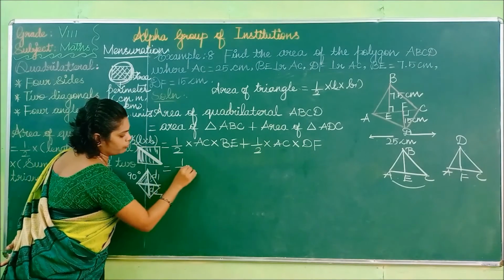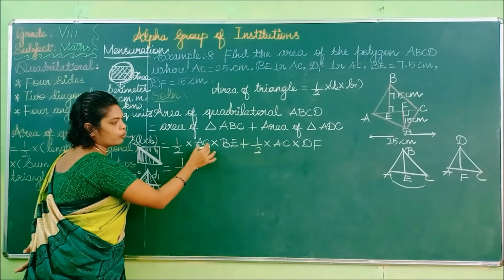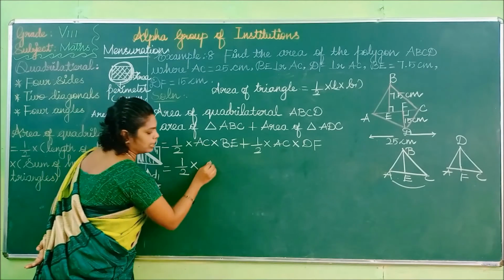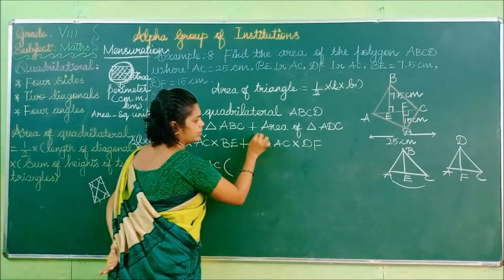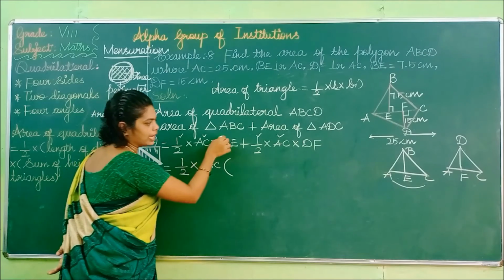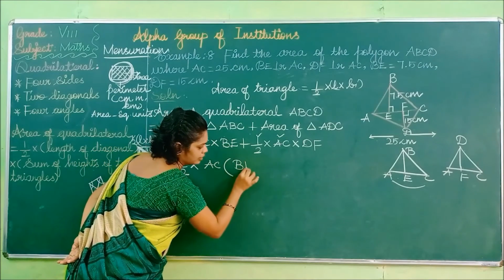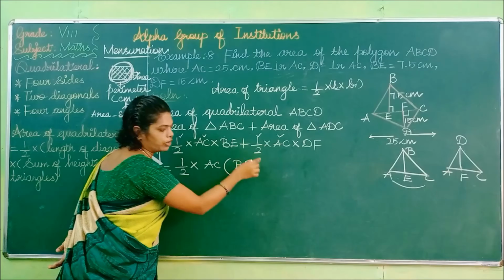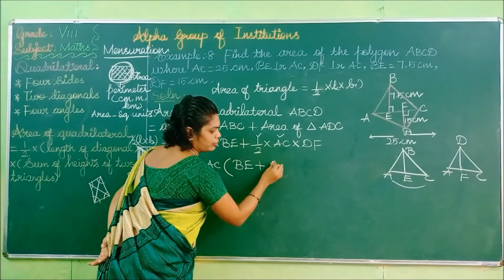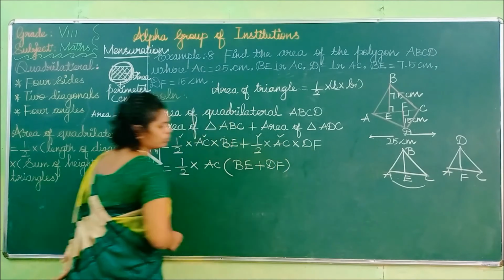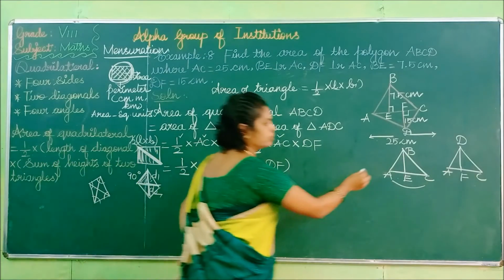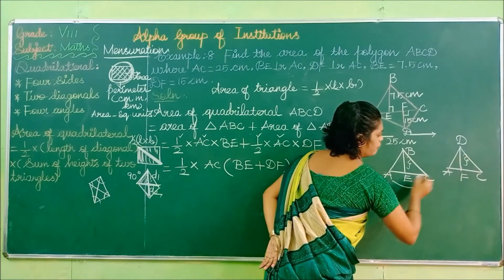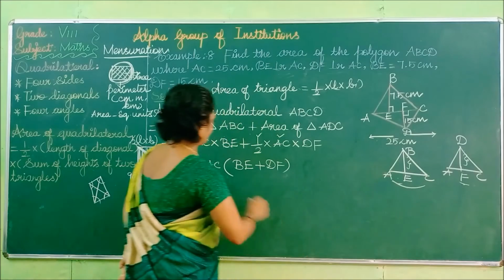You can listen to the formula, 1 by 2. Both having the same base, that is AC, so 1 by 2 AC will be taken commonly. What are the other terms? BE. The symbol in between the two terms is plus. The value remaining here is DF. So now look at the formula: half length of the diagonal into sum of the heights of the two triangles. These are the two heights. This will be different but the bases will be the same.